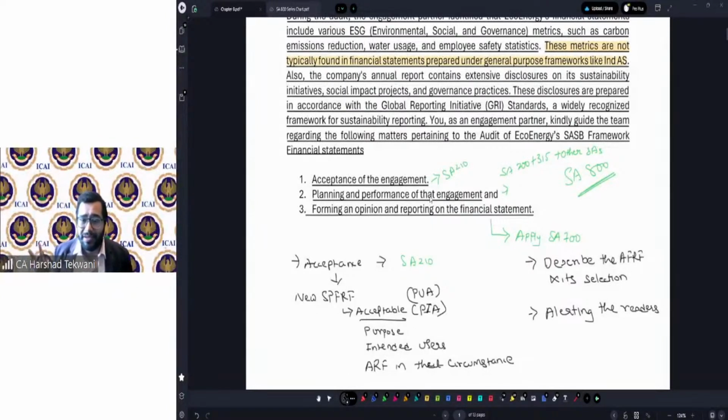Are you getting my point? So these two things are the additional requirement over and above application of SA 700 with respect to forming an opinion when you are doing the audit of an entity's financial statement which are based on special purpose framework. Any doubt with respect to this question? Any doubt, guys? So I hope you have now understood the concept and the application of SA 800 in detail.